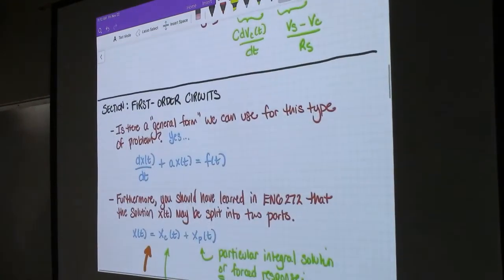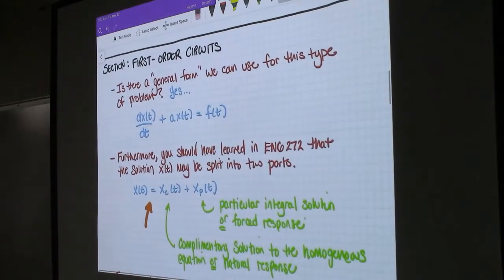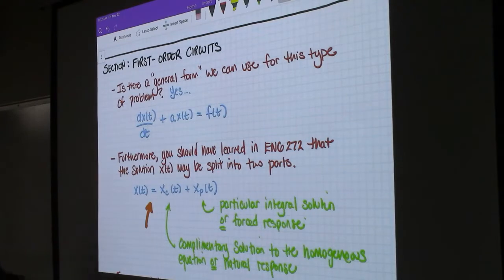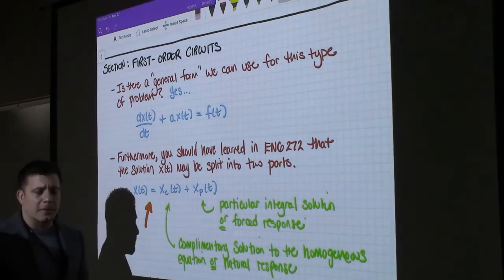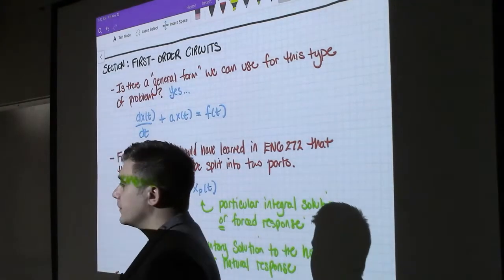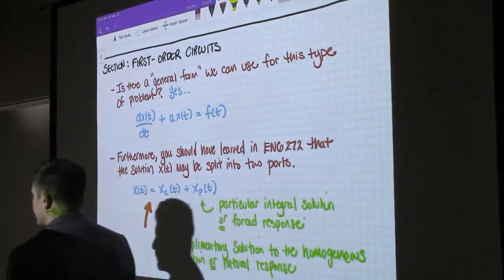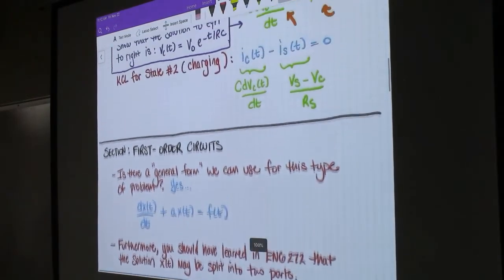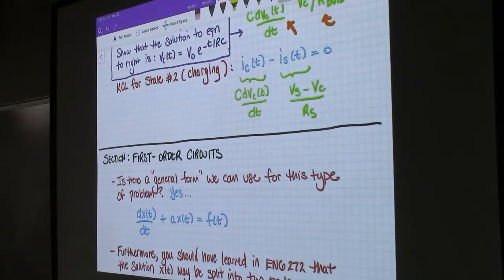Okay, so moving on to the next section, which is circuits that are represented by first order differential equations. We ask ourselves, yes? Can you just roll back up to the state number 2? No problem. I'll leave them both on the screen.